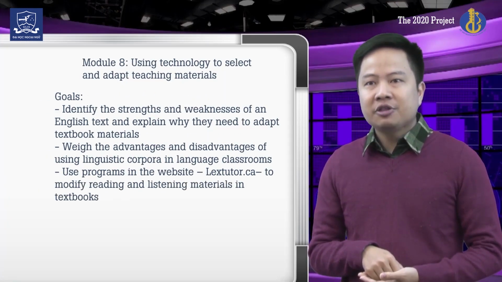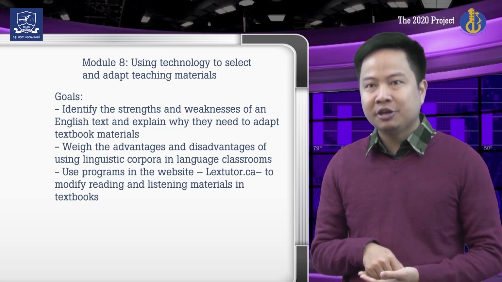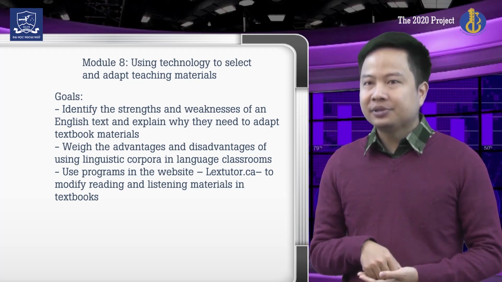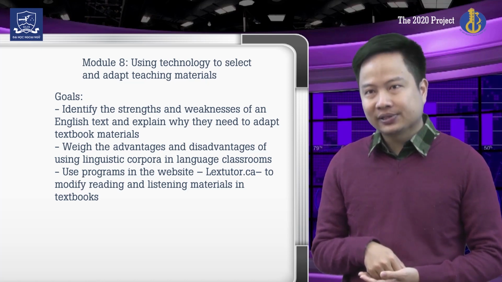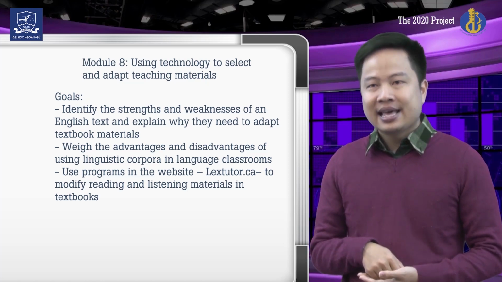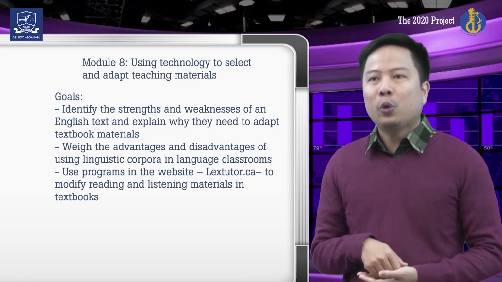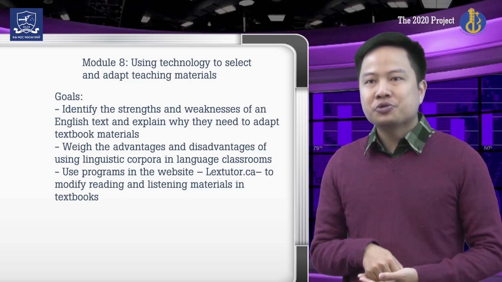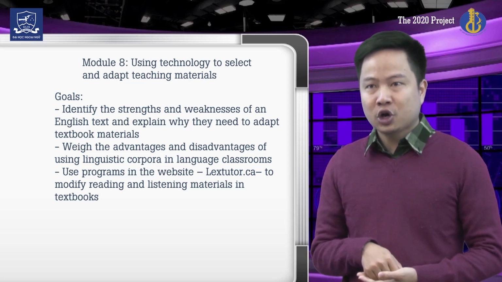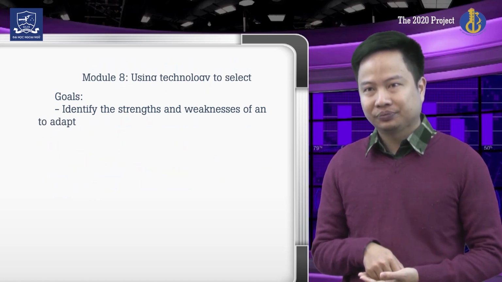Module number 8 concerns the use of modern technology in selecting and adapting input materials in your teaching. By the end of this module, you are expected to be able to identify the strengths and weaknesses of an English text and explain why we need to adapt textbook materials, weigh the advantages and disadvantages of using linguistic corpora in language classrooms, and use the e-programs on the website lextutor.ca to modify reading and listening materials in textbooks.